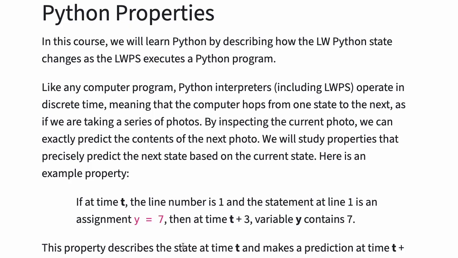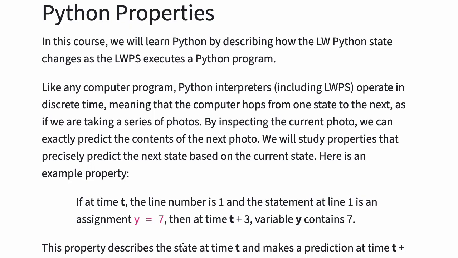In this course, we will learn Python by describing how the Python state changes as the Python interpreter executes a Python program. Like any computer program, Python interpreters operate in discrete time, meaning that the computer hops from one state to the next, as if we are taking a series of photos. By inspecting the current photo, we can exactly predict the contents of the next photo.